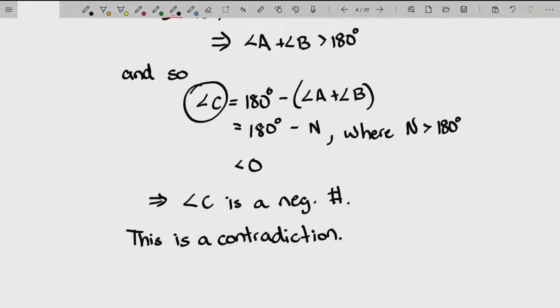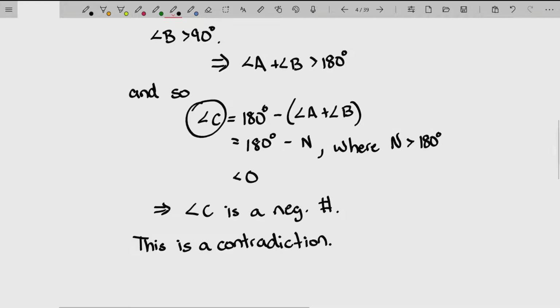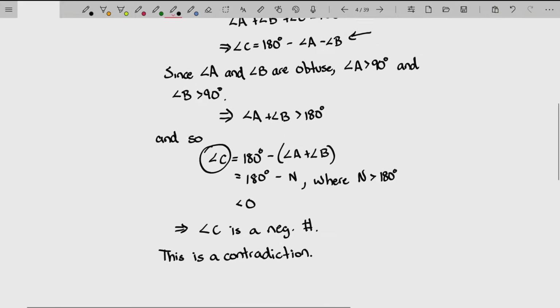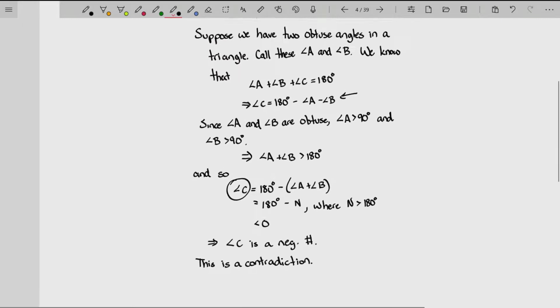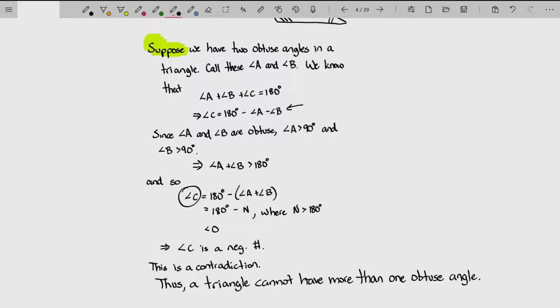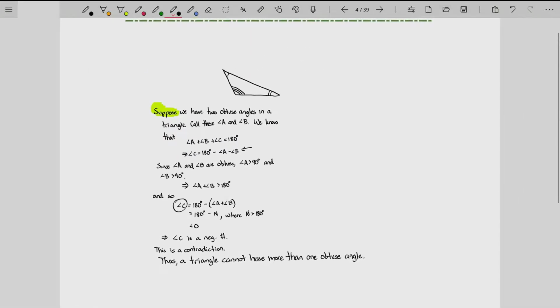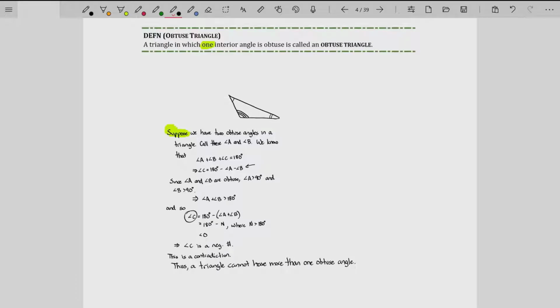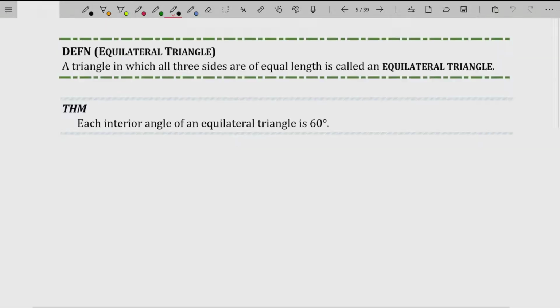This is a contradiction. And therefore, somewhere along the way, an assumption we made must have been wrong. Now, if you look through all of our language, the only time I made an assumption was right at the beginning with the word suppose. And that was that we supposed we had two obtuse angles. Obviously, therefore, we cannot have two obtuse angles. We can only have at max one. Now, I'm not really supposed to be proving that, but I think it's good, again, just to see logic formed out for you in that format.